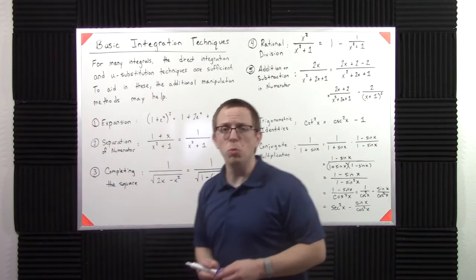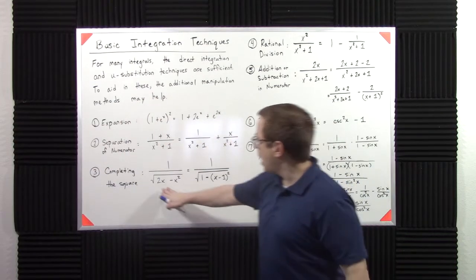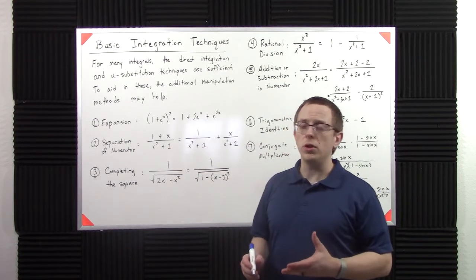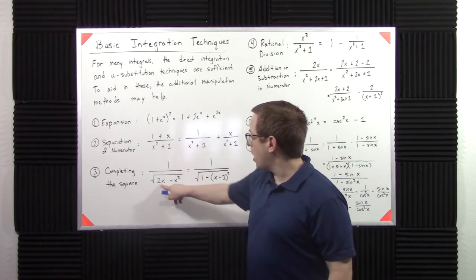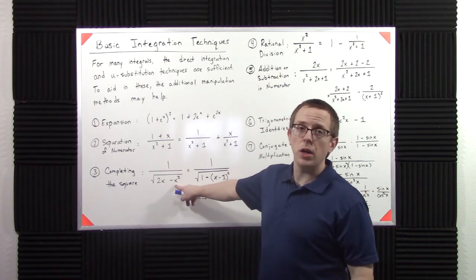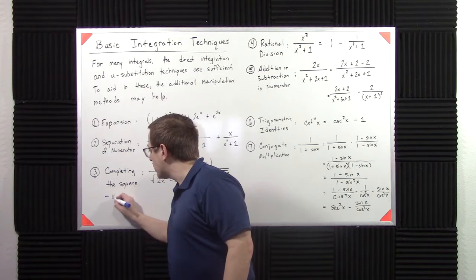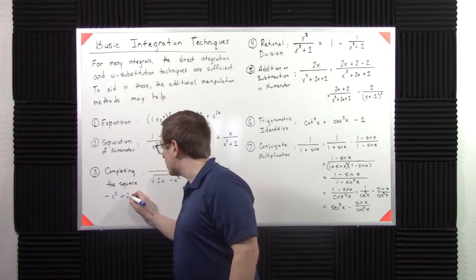So I'm going to take this blue marker here, and I'm going to say, okay, how do I get from here to here? Well, when we complete the square, what we want to do is write this thing in descending order. So I'm not going to use the square root for a moment. I'm going to say, all right, negative x squared plus 2x.